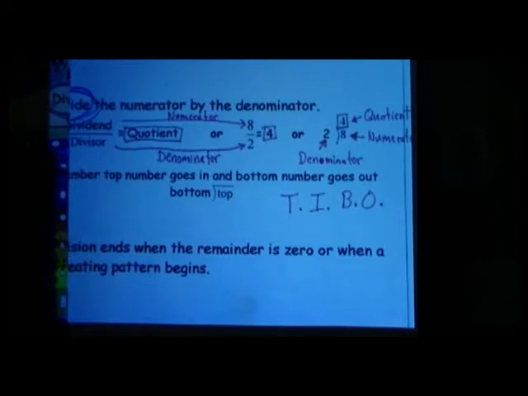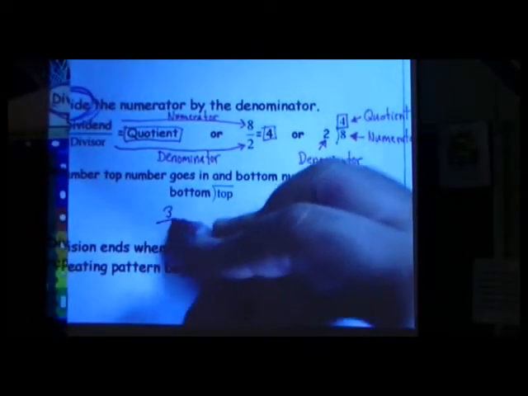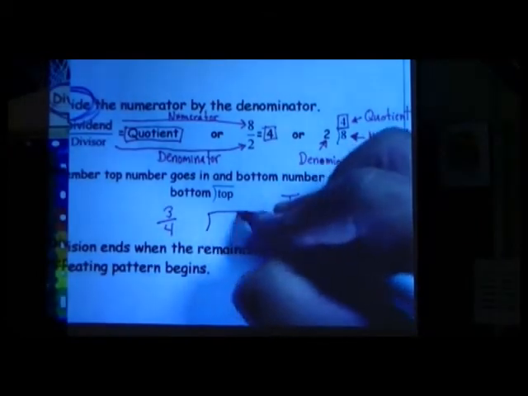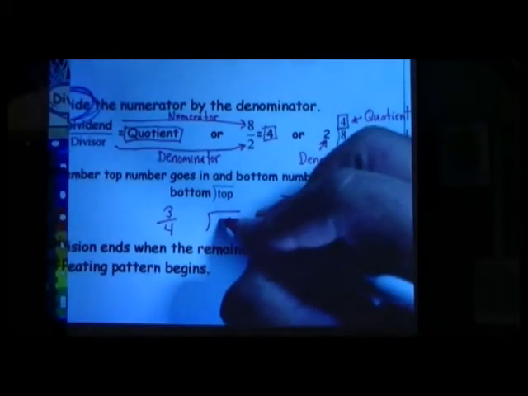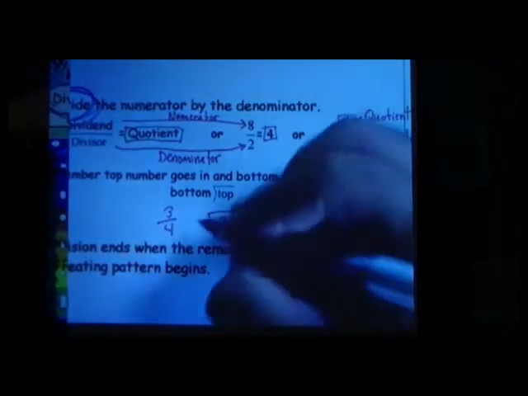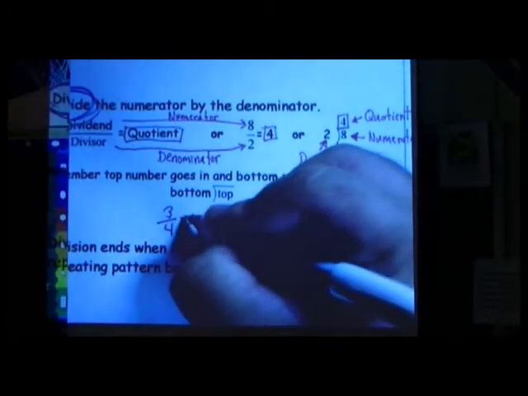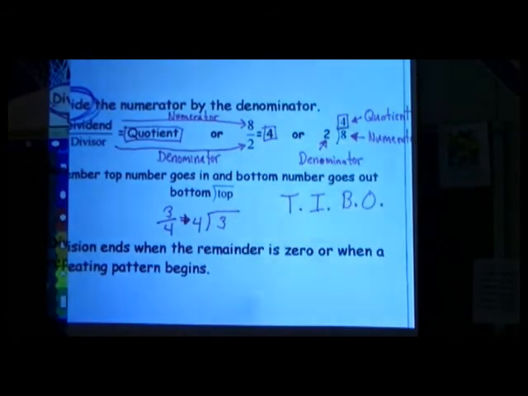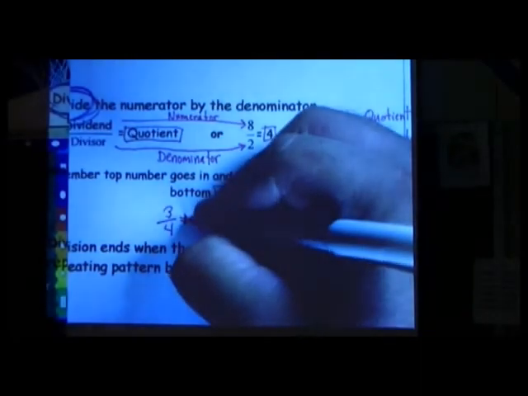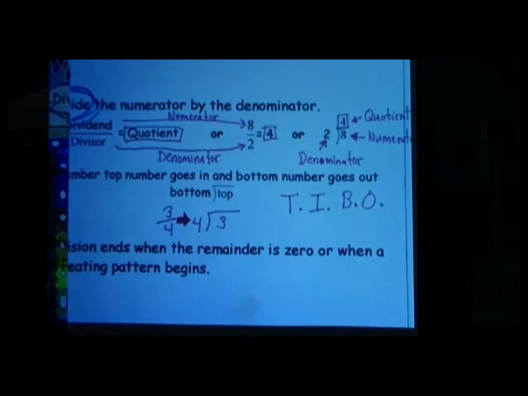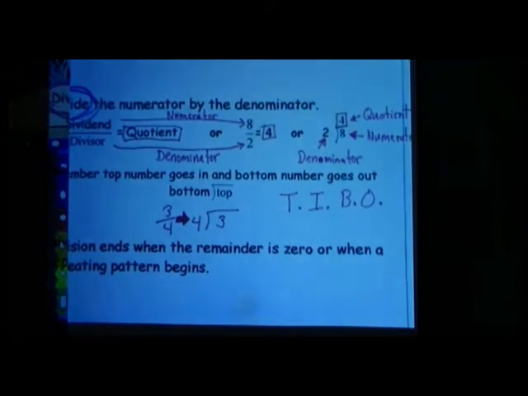Okay, I'm going to do one example. For example, 3/4. The top number is the 3. So it goes inside because it's top in, bottom out. The bottom number goes outside. So there's my 4. So from the fraction, you can write yourself a division. Now that's not an equal sign that I just drew. That's an arrow to show you that it goes from the fraction form to the division form.